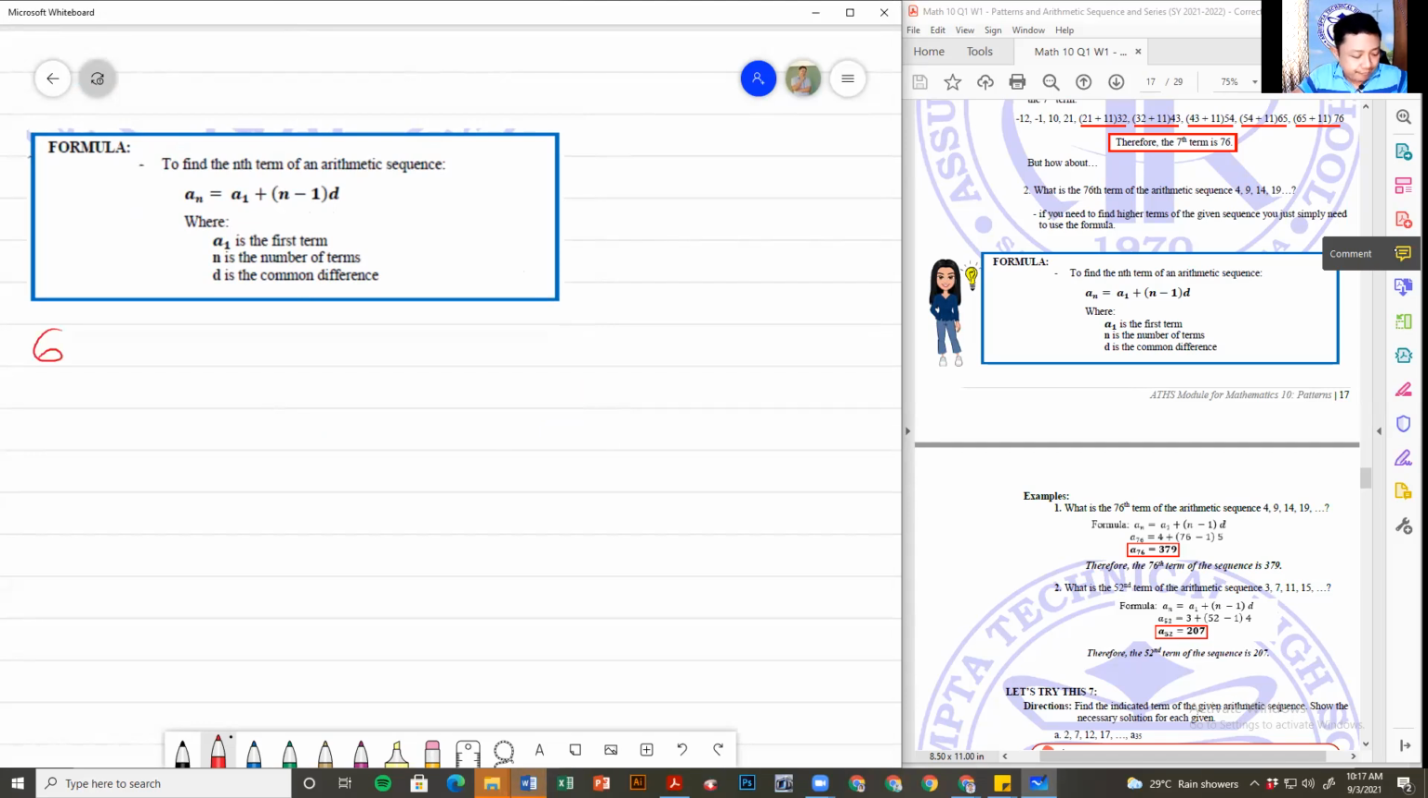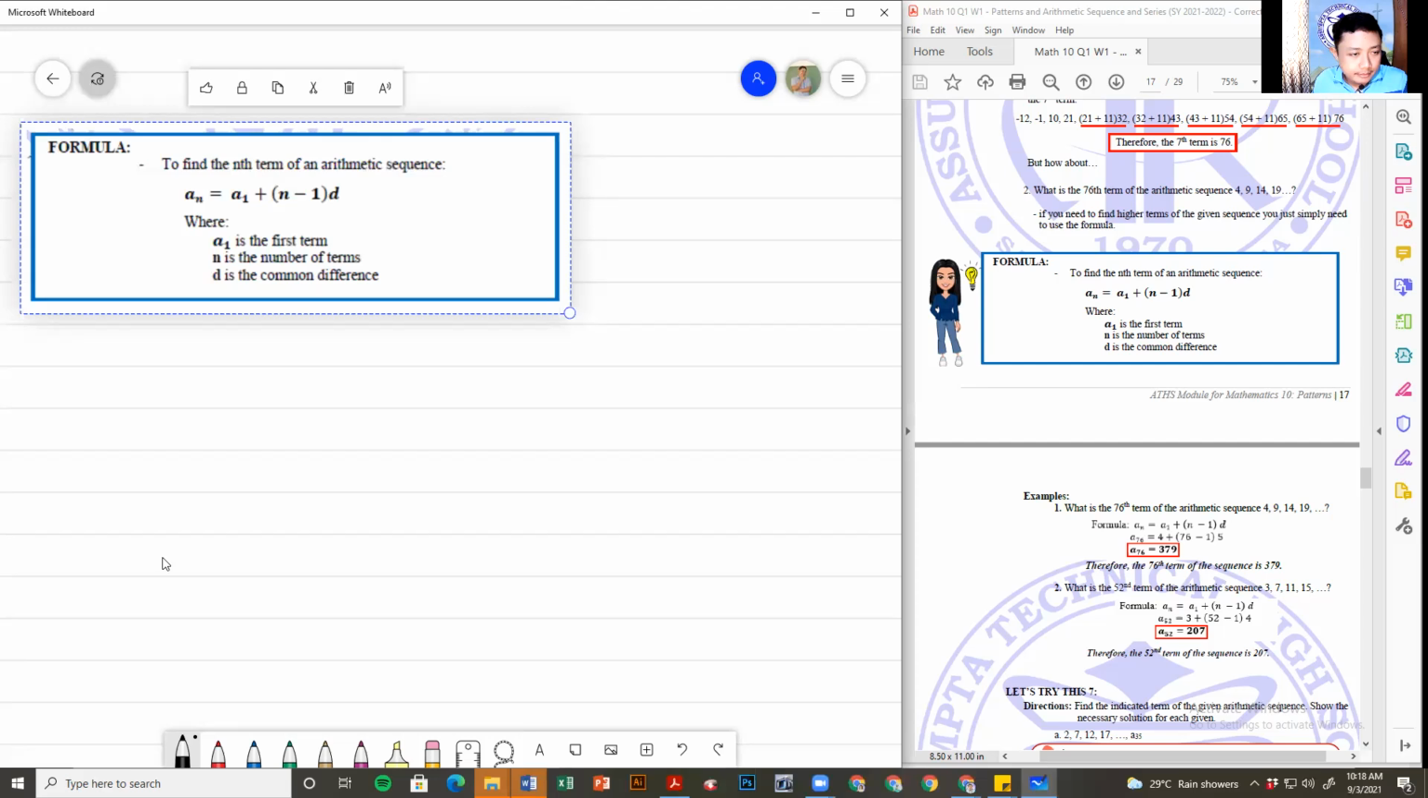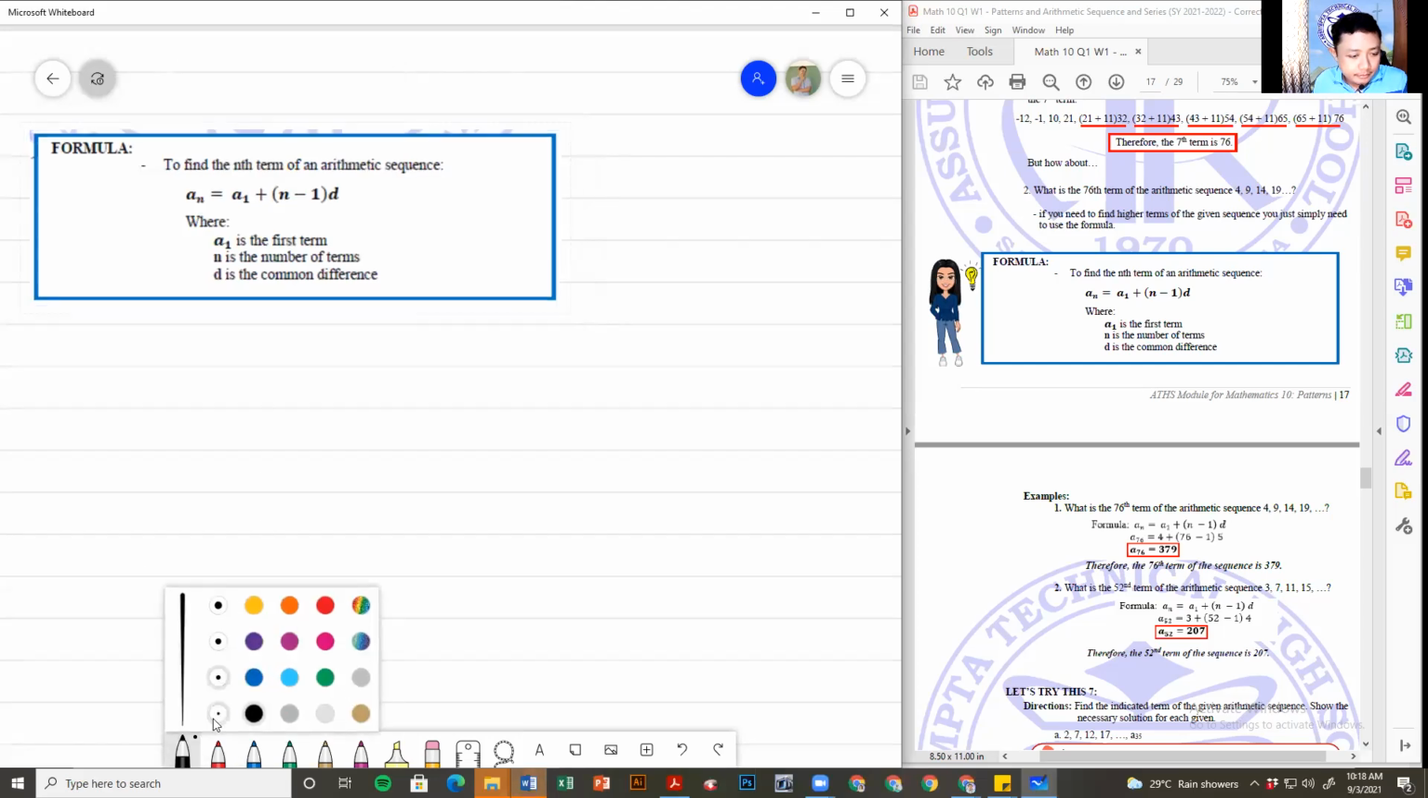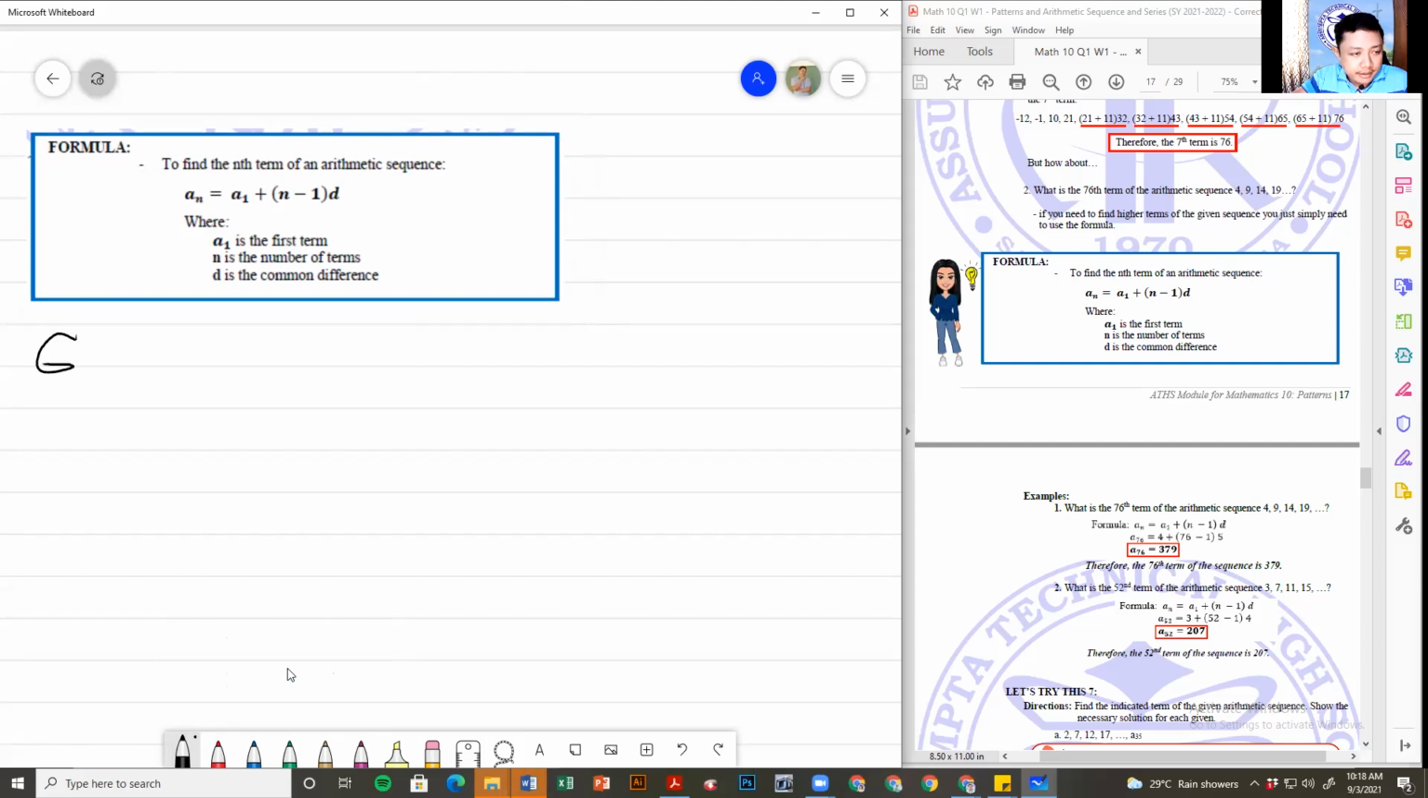Given. If we have the first term is 6, followed by 16, followed by 26, and we are asked to find a sub 52. Wow, that's a big number. So we are asked to find the 52nd term.